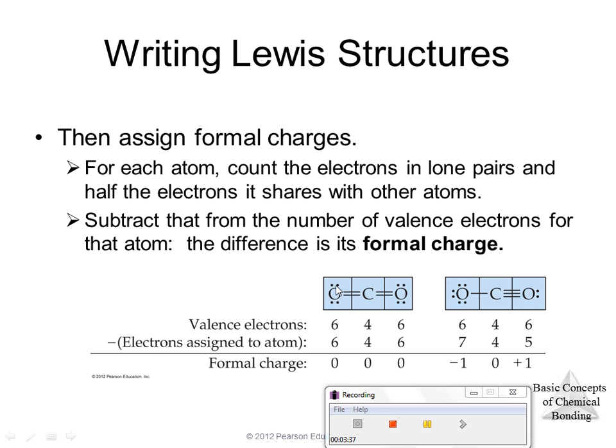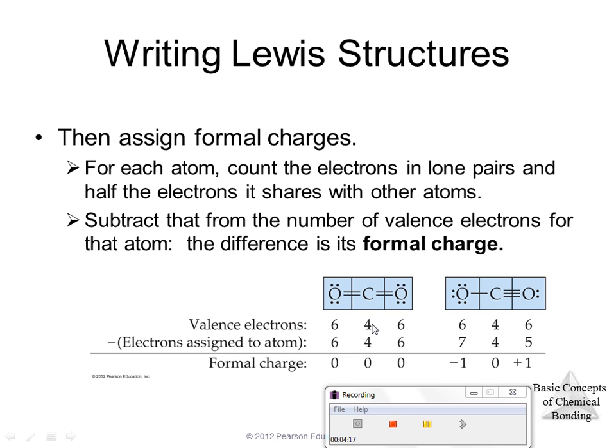It has 2, 3, 4 here, and it has 4 in the middle being shared. Well, we take those 4 electrons shared and cut them in 2. So there's only 6 being assigned. Subtracting it gives you a formal charge of 0. Carbon has 8 electrons being shared, but we can only take half of them for 4.